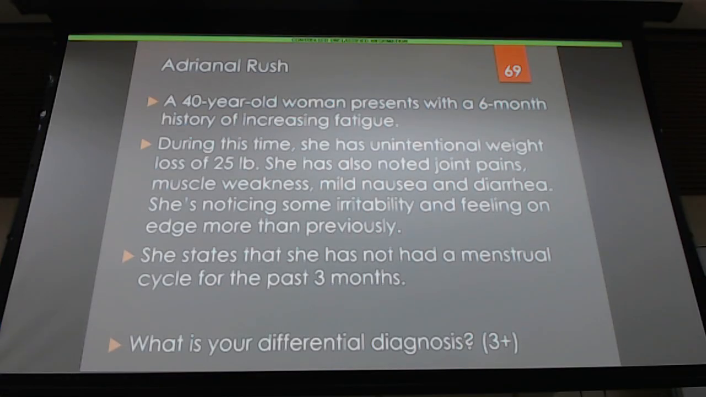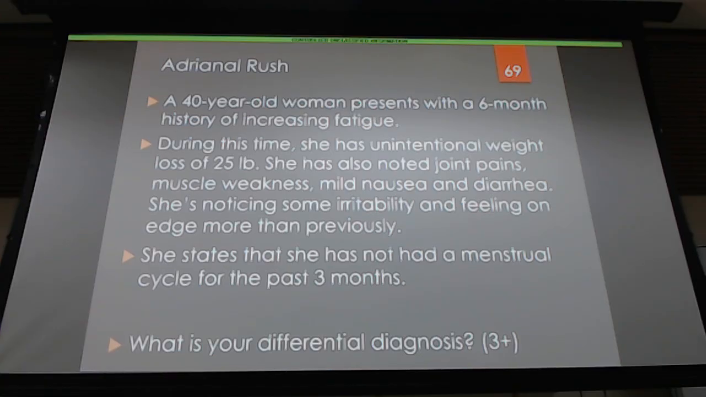Okay, so here we go. She's coming in for fatigue. During this time, she had unintentional weight loss of 25 pounds. She's also noted joint pains, muscle weakness, mild nausea, and diarrhea. Some irritability and feeling on edge more than previously. She states that she has not had a menstrual cycle for 3 months.